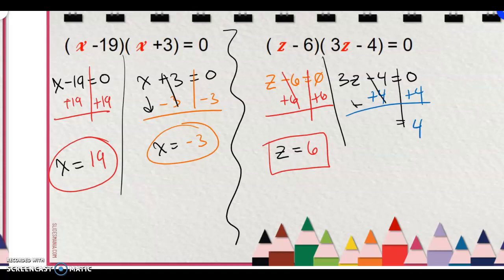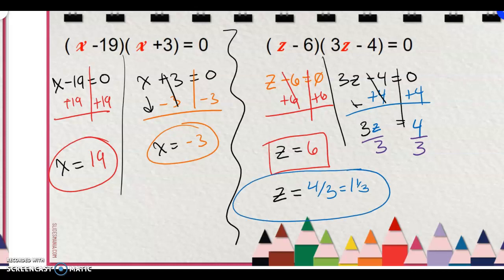So I have 3z. I'll change it to a different color so you can see the difference. So now I need to divide by 3 to get z by itself. So my other option for z could be 4 over 3. Those would be my two answers. Or if you prefer, 1 1/3, however you'd like to write it. So those are the values for this.